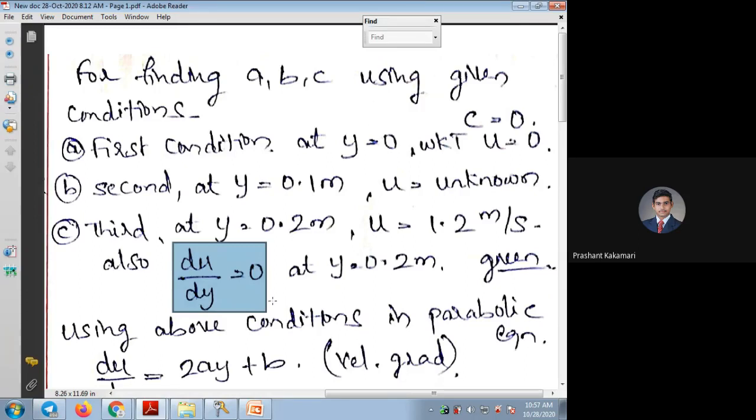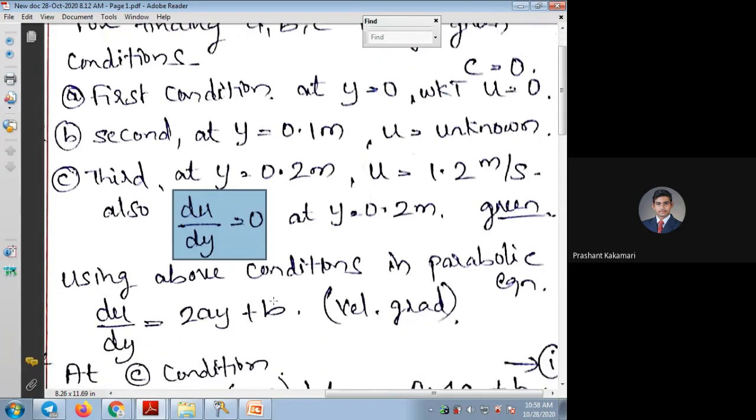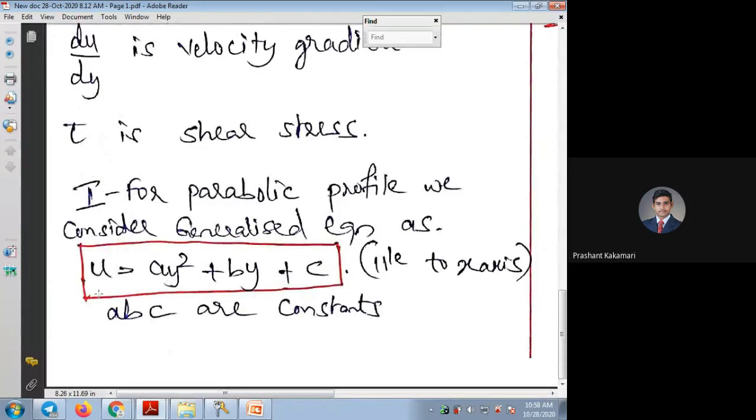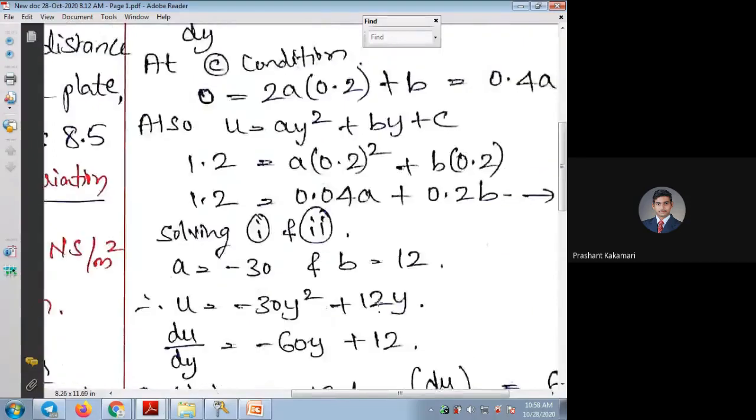The next step is using the above conditions and substituting in the parabolic equation. As I told you, if you differentiate the parabolic equation, what will I get? I'll get the velocity gradient du by dy. If I differentiate with respect to y itself, this is called the velocity gradient. This we need to find out for all three positions. Once you take the differentiation, I can write it as du by dy equal to 2ay plus b. Correct? So once you have found this, you can substitute the given conditions.